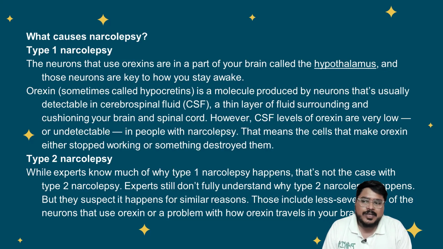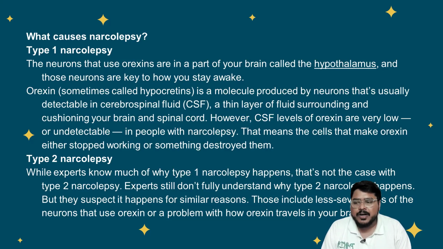ये आपका स्लीप वेक साइकिल को इंप्रूव करता है, ऑरेक्सिन. इसका काम होता है एक्साइटरी, आपको उठाना और फिर सुलाना. और जब नार्कोलेप्सी होता है तो उनमें ये कम होता है. That means the cells that make orexin either stop working or sometimes something destroyed them.